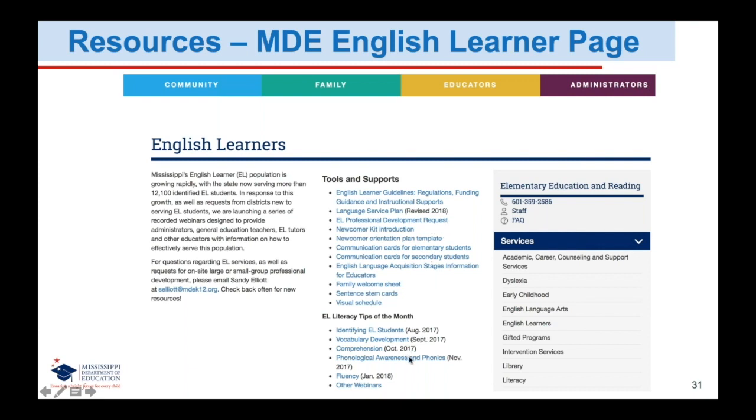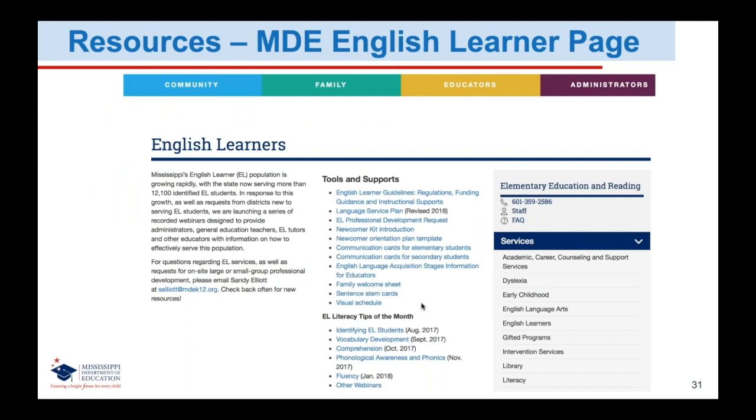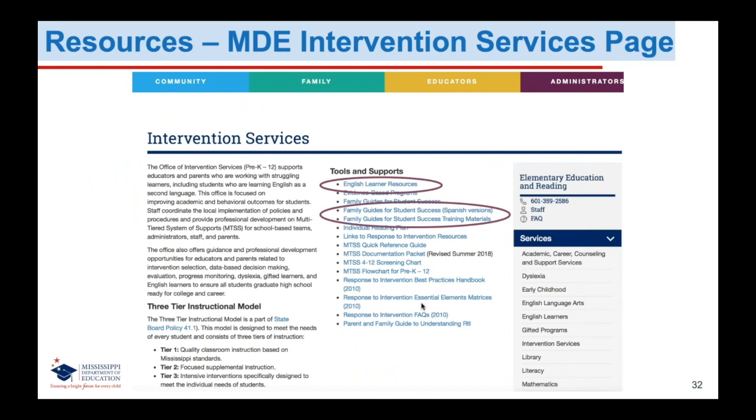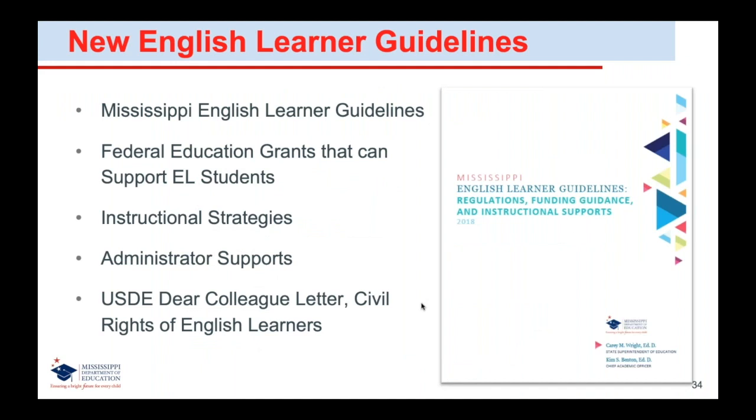We also have these literacy tips of the month that we did last year. Those are all available for you to view and to use. We have our family guides for student success, both in English and in Spanish. You can find that on our intervention services page. You can also find resources on our literacy page. We try to put things all over the place, so wherever you're used to going, you're going to find supports for English learners.